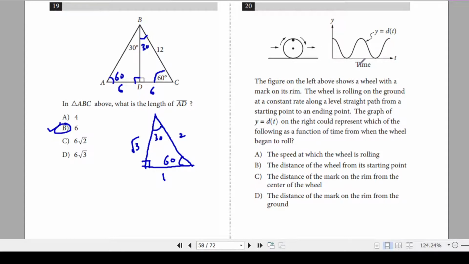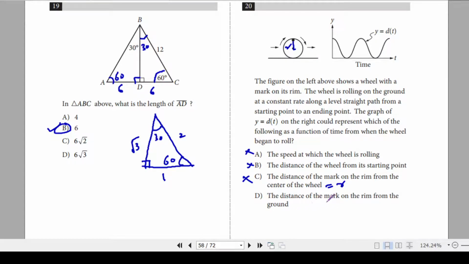So it says this shows the speed at which the wheel is rolling. No, it's not the speed. Okay. The distance of the wheel from its starting point. No, it's not telling the distance. It's just giving the vertical distance, at which point it is at what height from the ground. So it's wrong either. The distance of the mark on the rim from the center of the wheel, it's constant. It's called radius. The mark from the center is radius. This is always constant. Why do we make this whole changing graph? It's not possible. Okay. And so this is wrong. This is what is talking about radius. Okay.